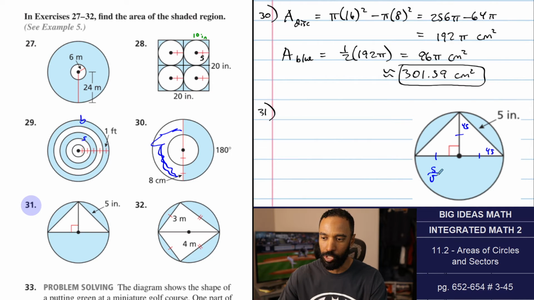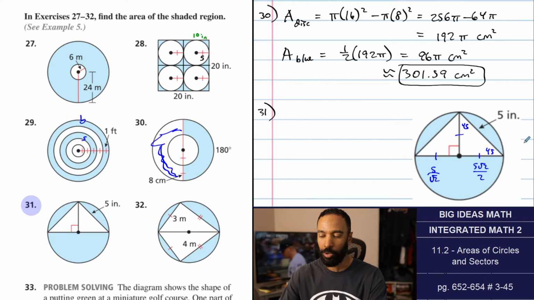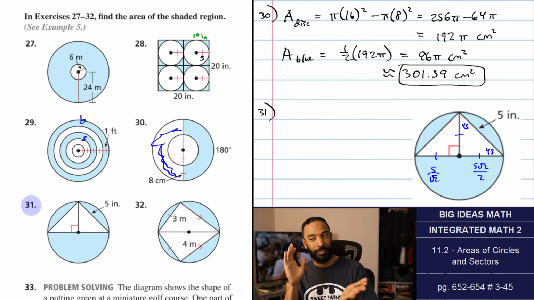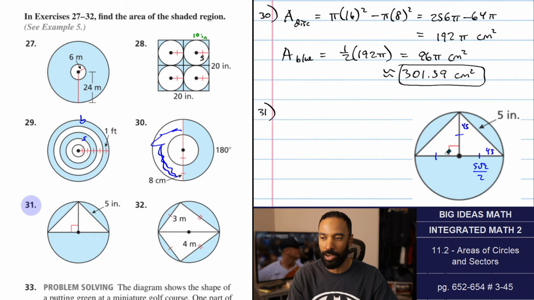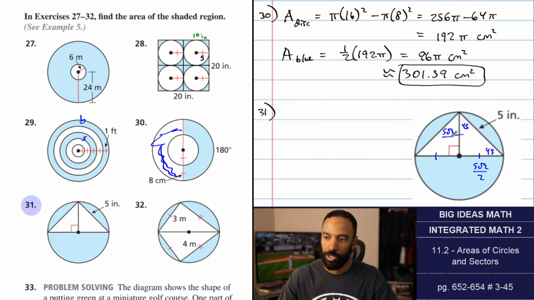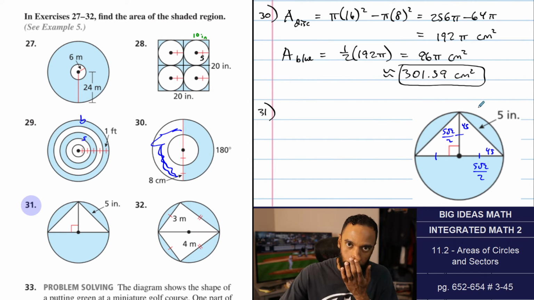5 divided by root 2, or 5 root 2 over 2. I don't know which one's easier to state as an overall. Probably 5 root 2 over 2, because here's the thing. If I want to find the area of the entire triangle, I should do, this is also 5 root 2 over 2. I don't know which one is better to say.